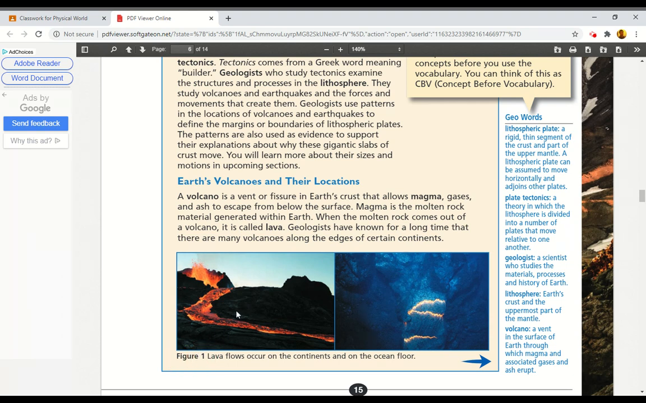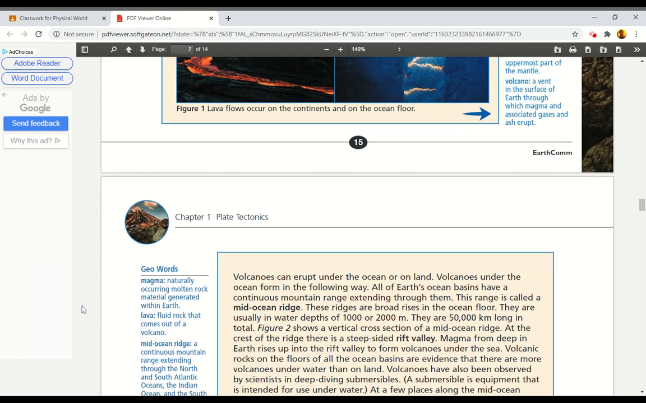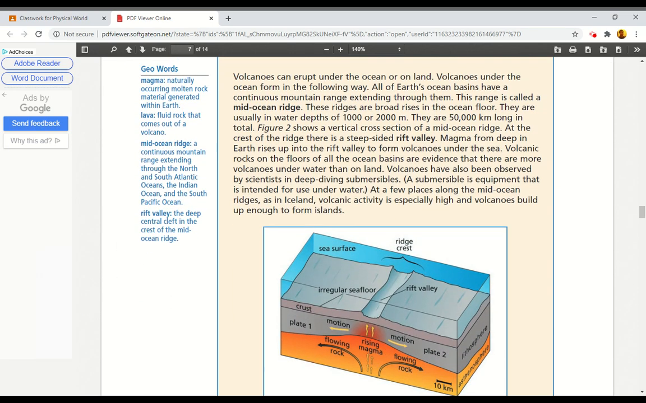Figure 1. Lava flow occurs on the continents and on the ocean's floor. So here it is on the continents, and here it is on the ocean floor. Volcanoes can erupt under the ocean or on land.